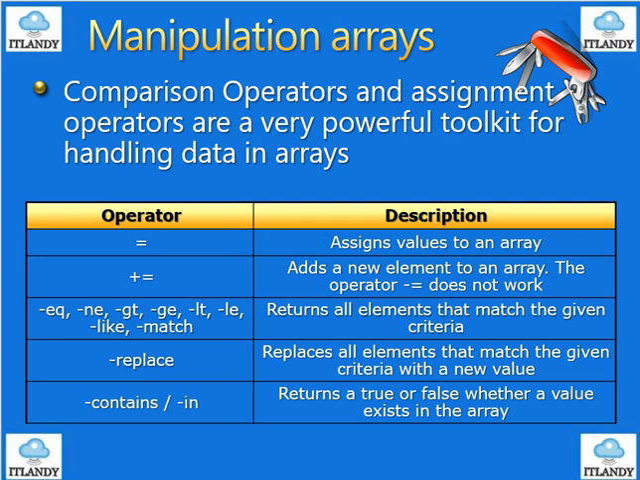If I add the plus sign in front of it, what it does exactly is add a new element to my array, which means the operator minus equal does not work. Now, what about option number 3? -lt, -ge, -eq, -ne, -like, -match. These will return elements that match the given criteria. We'll have a look at these later on, but the same thing applies to replace and contains.